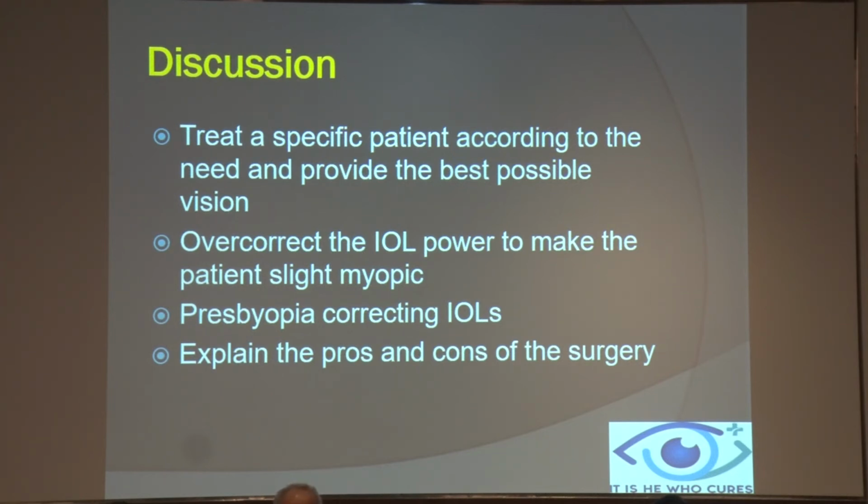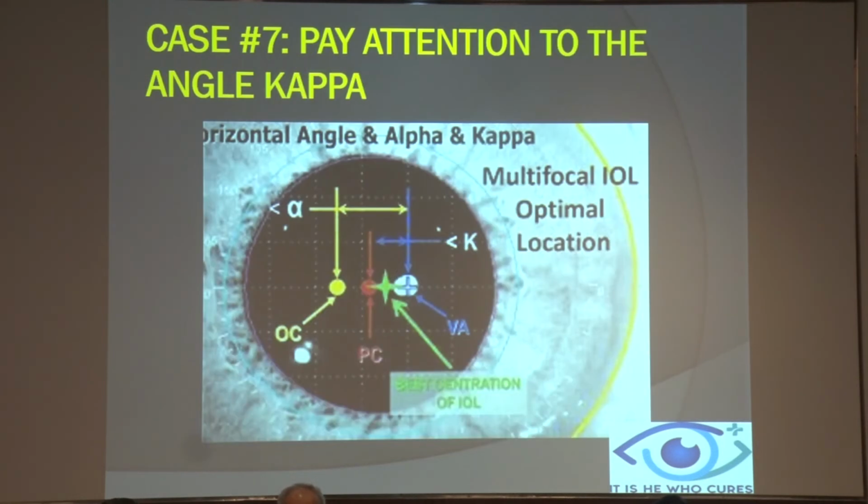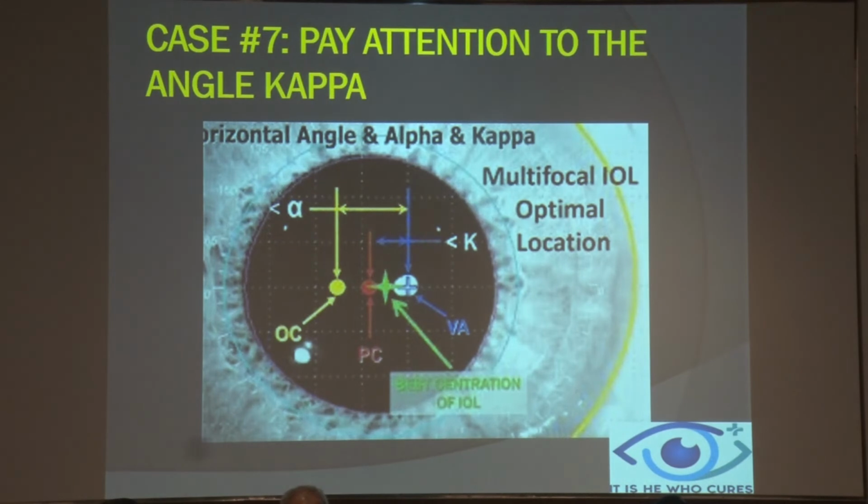Presbyopia correcting IOLs is a good option here, and you should always explain the pros and cons to the patient. A very important thing to mention here is that whenever we are implanting a trifocal lens, you should always look at the angle kappa. Now, what is angle kappa? Angle kappa is basically because the IOL should be right there in the center at the angle kappa, which is the distance between the center of the pupil and the visual axis.